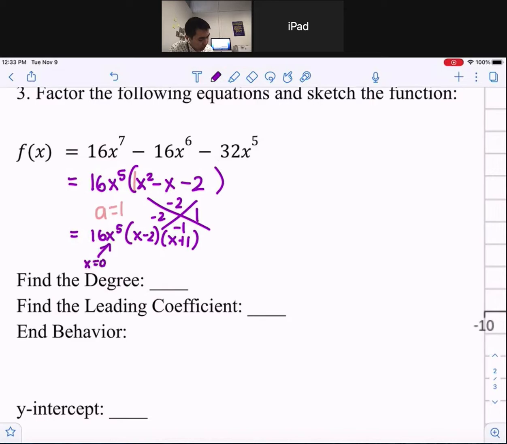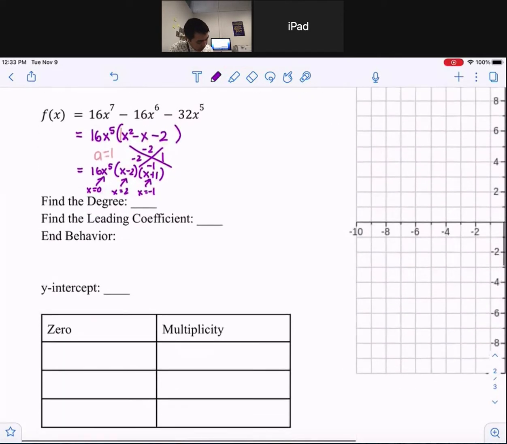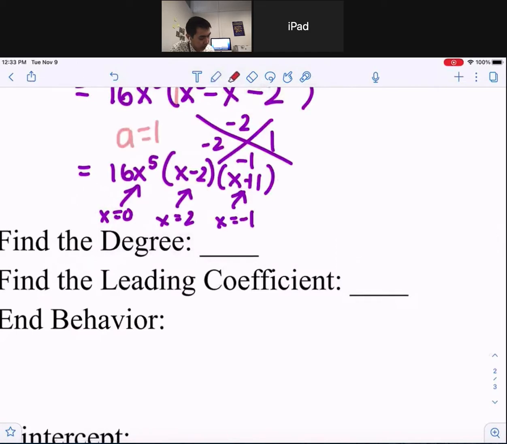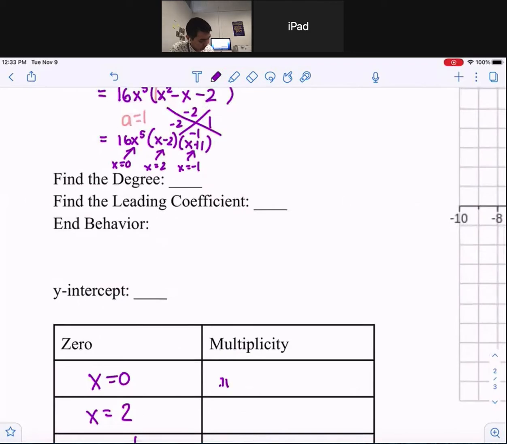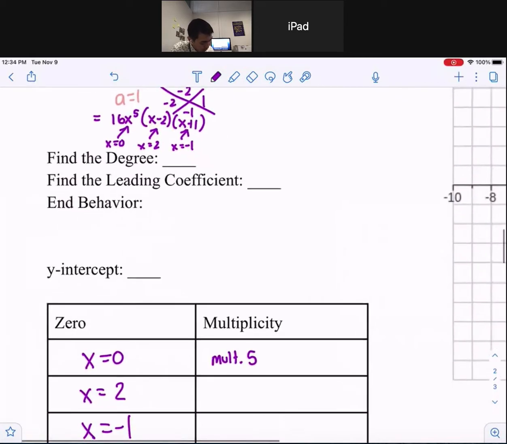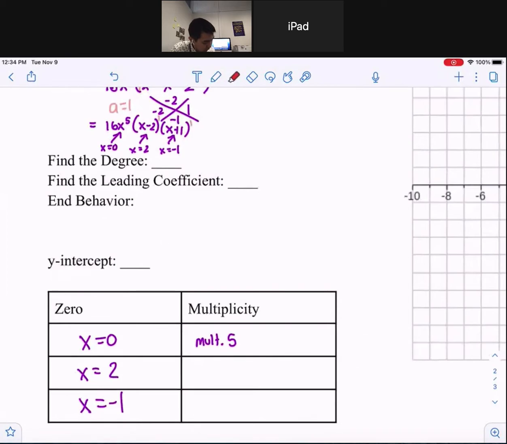That gives 0, 0. This one when x equals 2. This one when x equals -1. So x equals 0, x equals 2, and x equals -1. At x equals 0, it was a power of 5, so that's a multiplicity of 5. We'll just write all the multiplicities. And the other powers are 1, 1, so multiplicity of 1, multiplicity of 1.